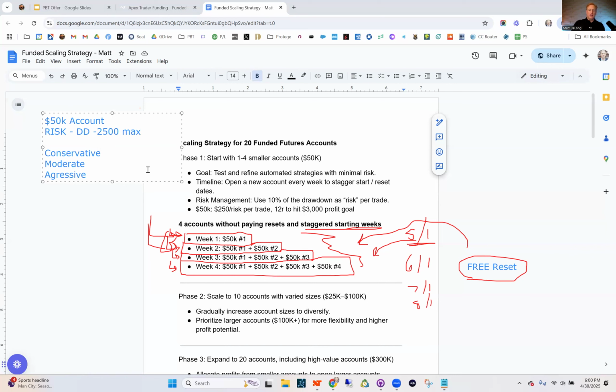Conservative would be 5% or $125 per trade. Moderate, which is what we recommend, is 10% or $250 per trade. Aggressive would be 20% or $500 per trade. Now, most of you would think, hey, Matt, why don't I just do aggressive? Because aggressive would get me there quicker, right?